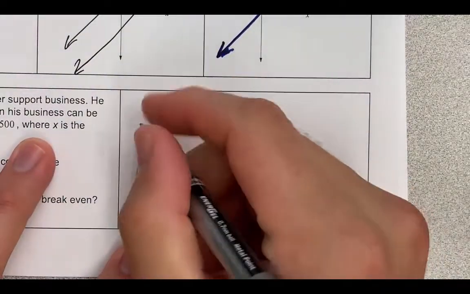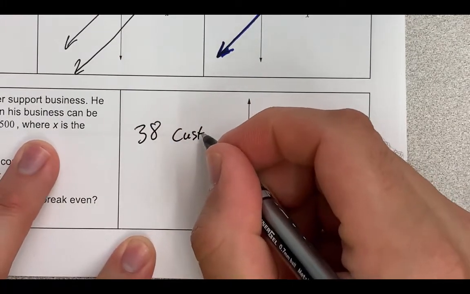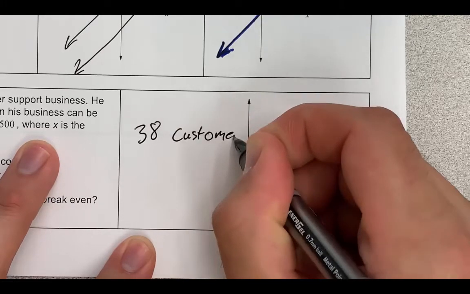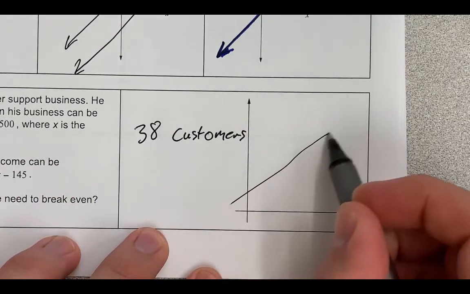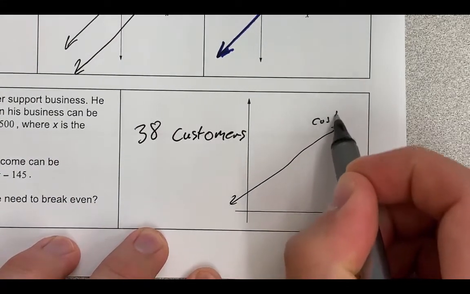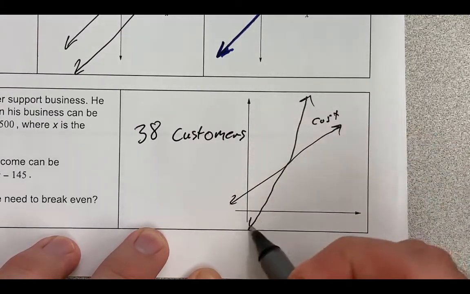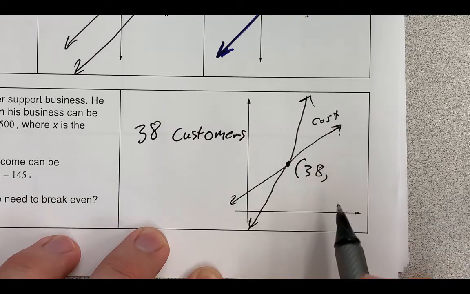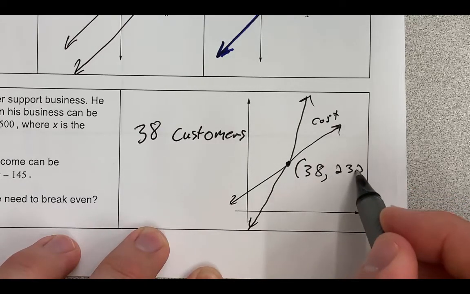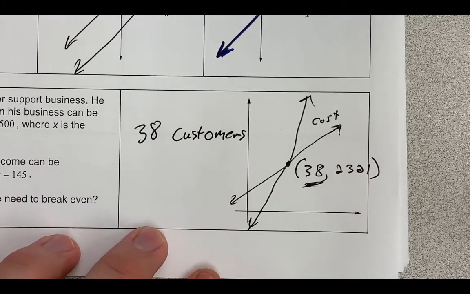So the answer on that one, I guess we can write it down here, is 38 customers. So 38 customers is the break-even point, and again, we did that by looking at the cost line and the income line. Imagine these were like good lines right here. And so this point was at about 38, comma, 2321. The y value doesn't matter that much because we just want to know the number of customers. So that's how you do that problem.